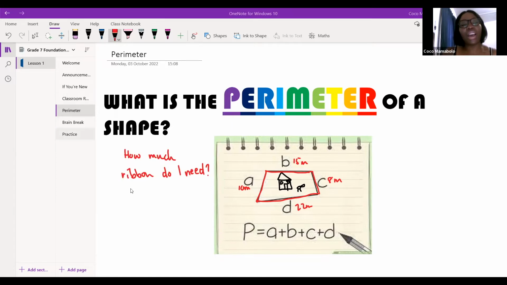So if I want to know how much ribbon I need to buy, I'm going to add all of this up. I'm going to go 10 meters plus 15 meters plus 8 meters plus 22 meters. And that's how much ribbon I'm going to go ask for when I go to the shop. I'm going to calculate 32, 42, 47, 55 meters. Good. 55 meters. And that's how we calculate the perimeter.